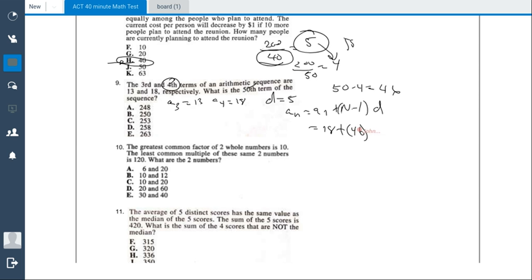How many 5s do I have? Well, I have 46 5s because the common difference is 5. And that would get me to the 50th term. So when I do that math, my answer is 248.